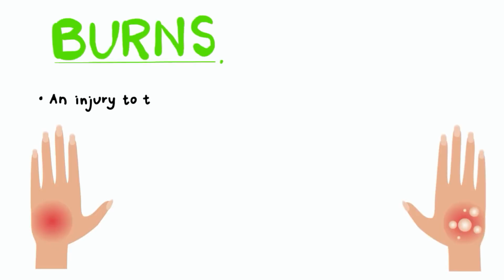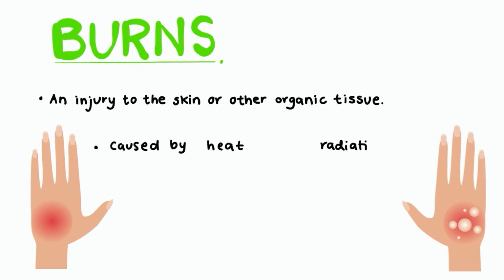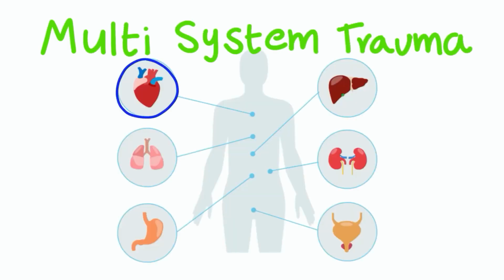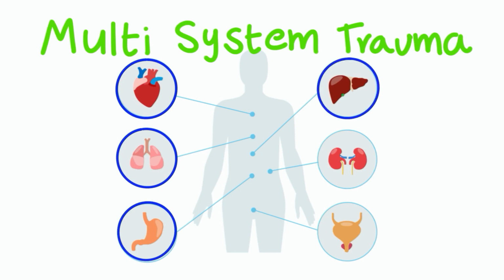A burn is an injury to the skin or other organic tissues, primarily caused by heat, radiation, radioactivity, electricity, extreme temperatures, or contact with chemicals. It can cause multi-system trauma, and that will result in respiratory issues, circulatory compromise, and wound healing problems. So as you can see, burns are underappreciated injuries that are associated with substantial morbidity and mortality.